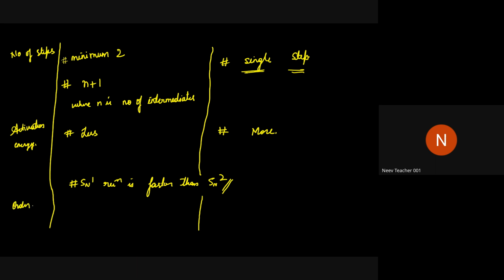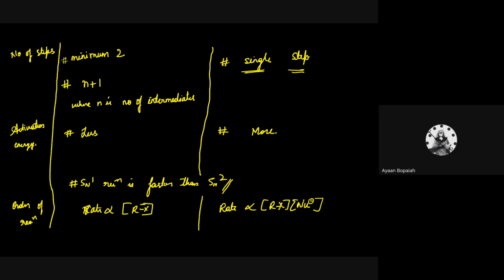What is the order of the reaction? SN1 is first order. SN2 is second order. For SN1, rate is directly proportional to the concentration of just RX. For SN2, rate is directly proportional to RX as well as the nucleophile. So here the order is 2, and there the order is 1.